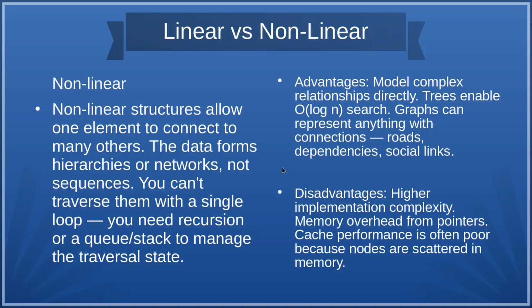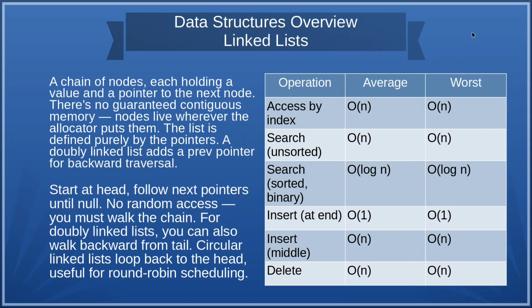Disadvantages: higher implementation complexity, because you are going to be using a lot more memory when you are making a bunch of these branches in your data structure. This is going to increase the memory overhead from their pointers. Their cache performance is often poor because the nodes are going to be scattered.